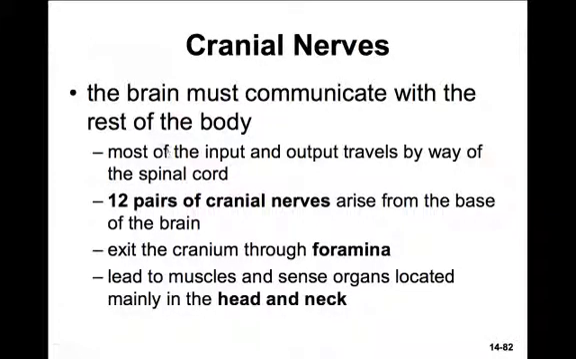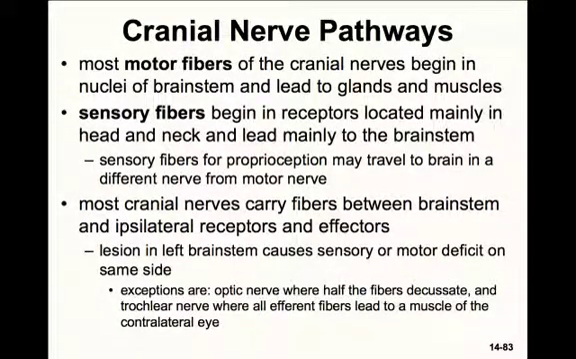The brain has to communicate with the rest of the body. The most input and output travels by way of the spinal cord. However, in addition, there are 12 pairs of cranial nerves that arise from the base of the brain and exit the cranium through the foramina, or the holes that we learned about in the skeletal system. They lead to muscles and sense organs that are located mainly in the head and neck.